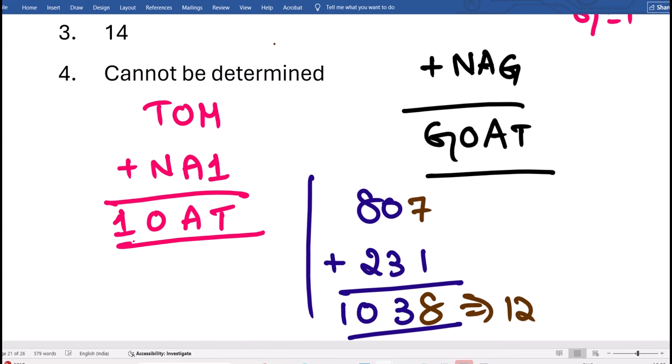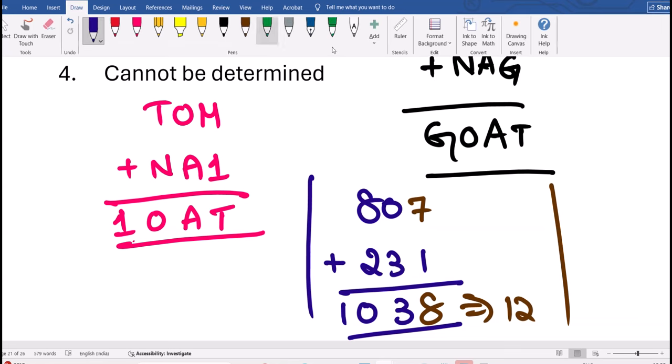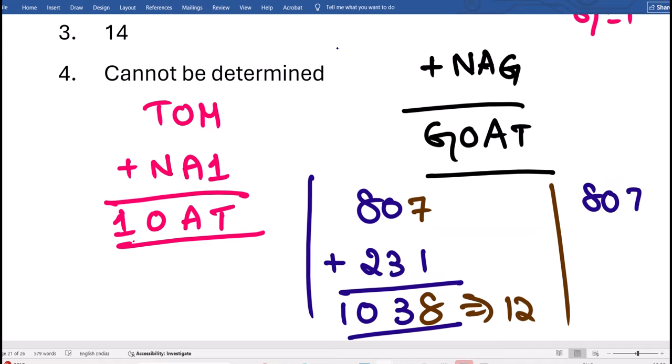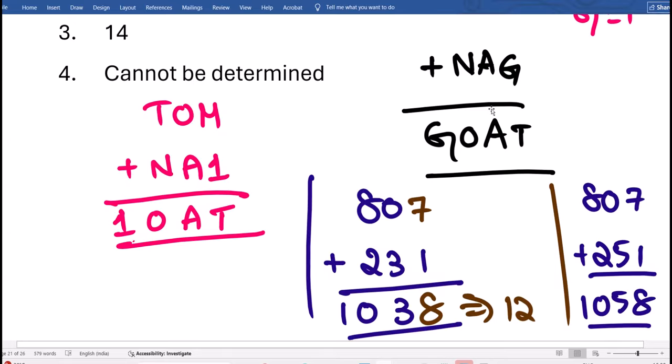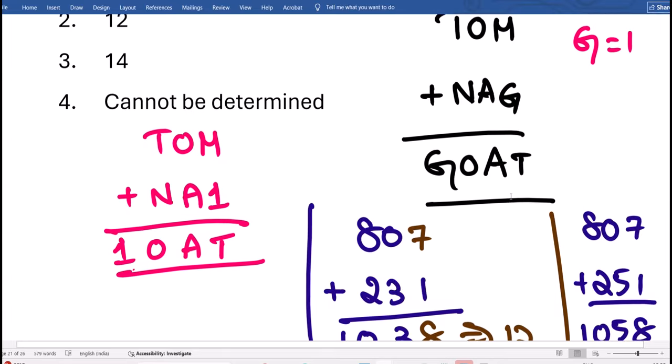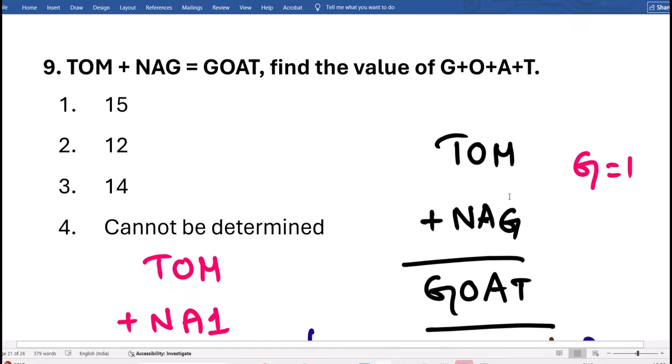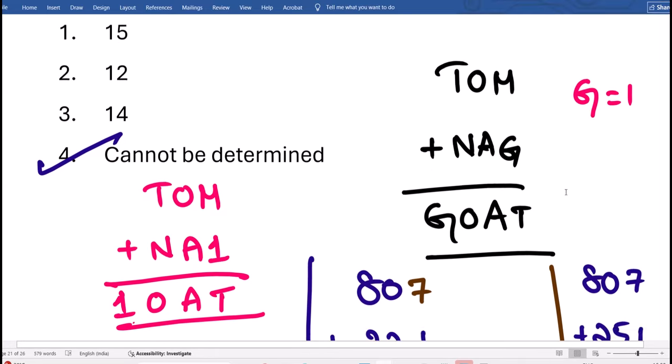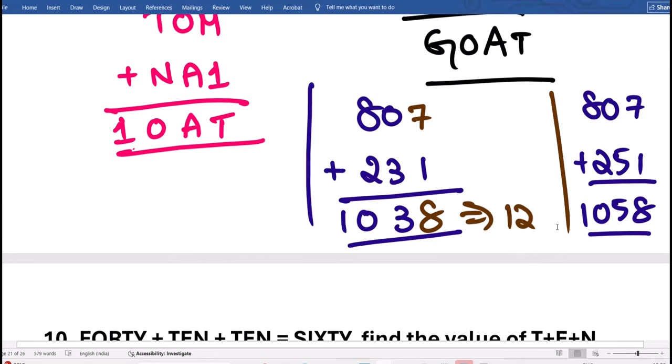Fine. The other one which you tried, 807, 251. Then this is 1058. This will give result as sum equal to 14. Then if we try instead of A value 5, we try other, yeah, fine. So cannot be determined, agreed. Okay, we got multiple answers, so 'cannot be determined' is what people justify.